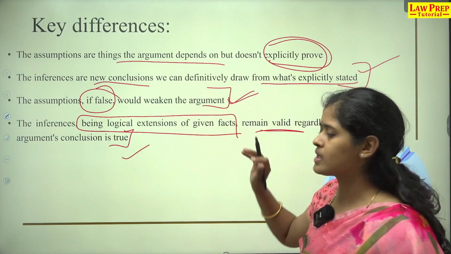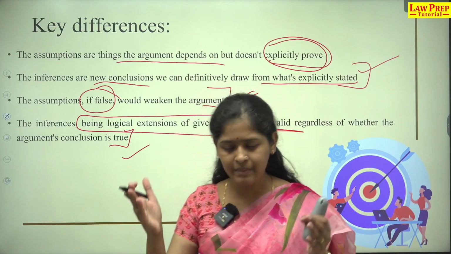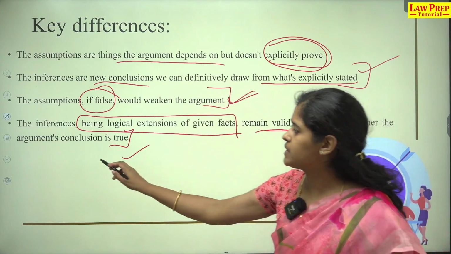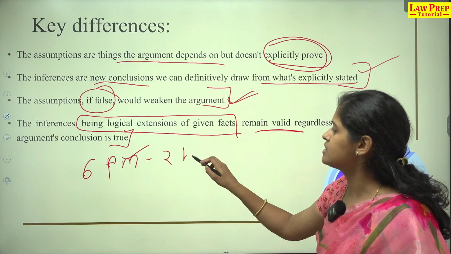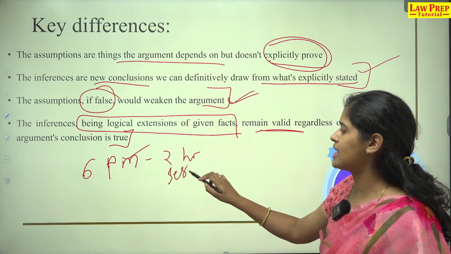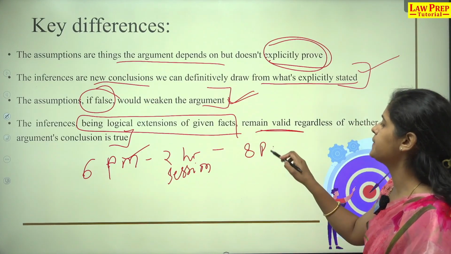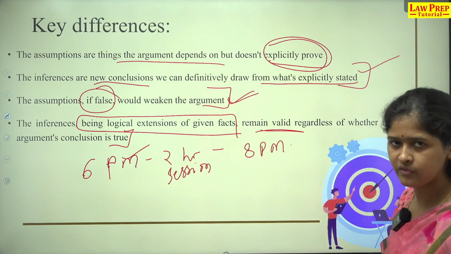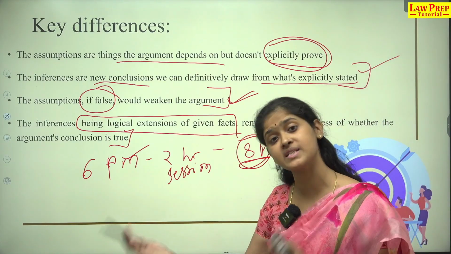See, whatever concept you are doing, remember them with the help of examples. Remember this class example. 6 p.m. is the starting time, 2 hours is the session, okay? The class will be of 2 hours. Then the logical extension of this is what? 8 p.m. it will end. Of course, it can be around 8 p.m. That will be your best inference, right?